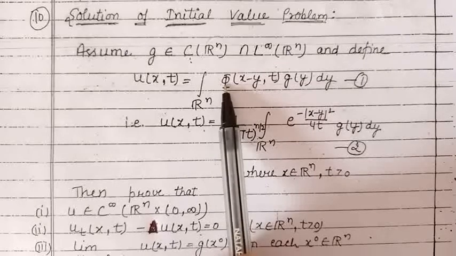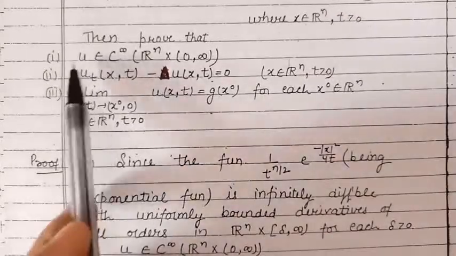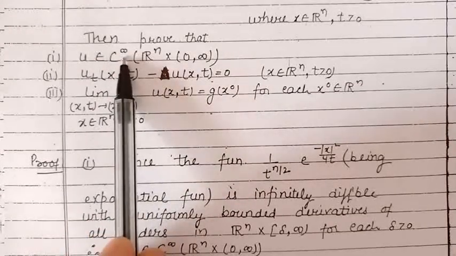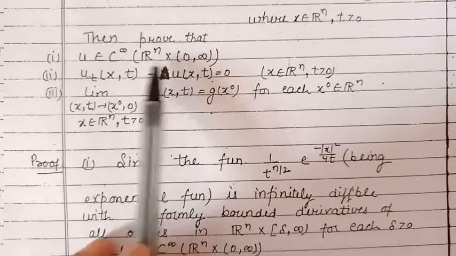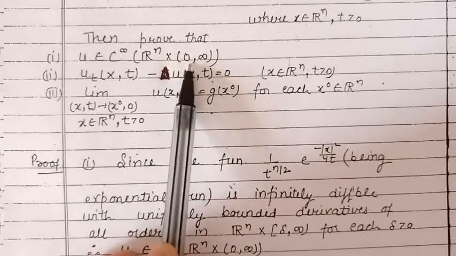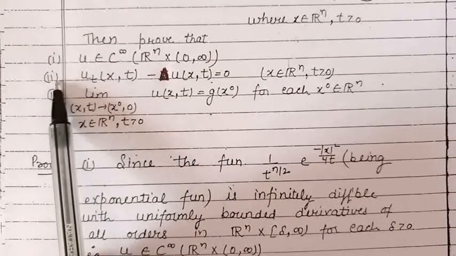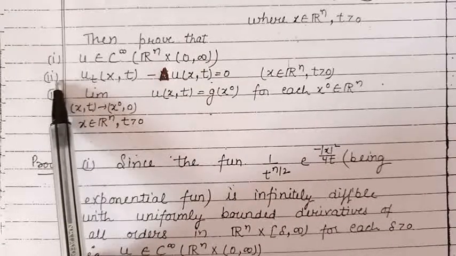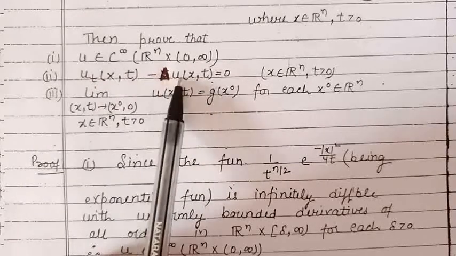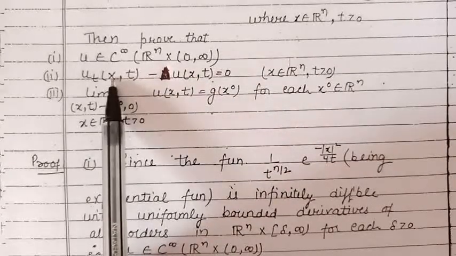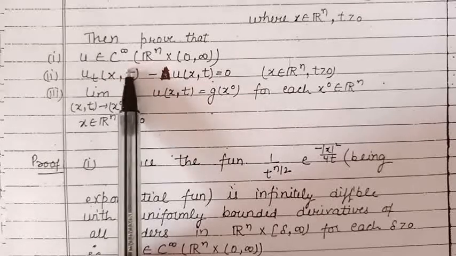We are to prove that this function u satisfies three conditions. First condition, u is an infinitely differentiable function defined on the space Rn cross the open interval 0 to infinity. In the second part, we are to prove that this function u satisfies the heat equation, meaning ut minus Laplacian of u is equal to 0. Here x belongs to Rn and t is positive.